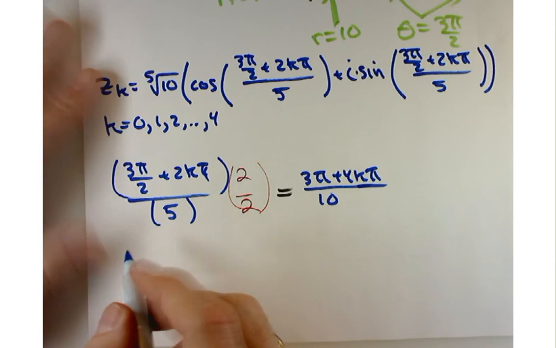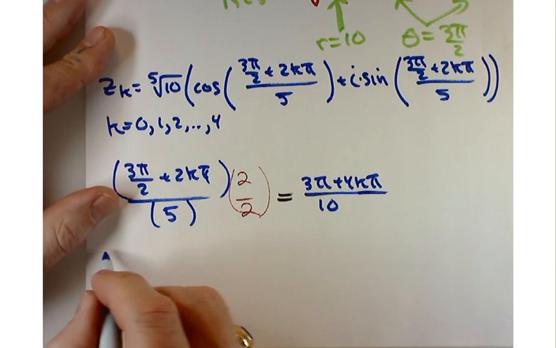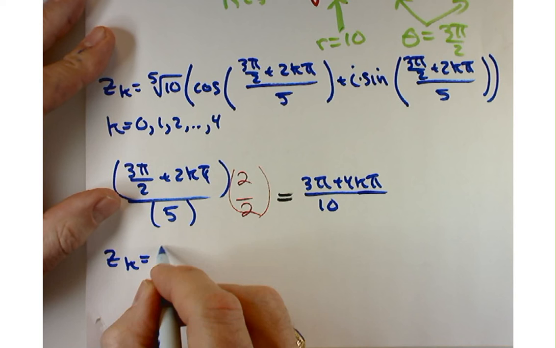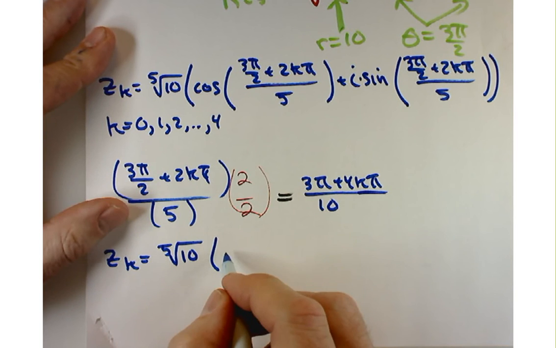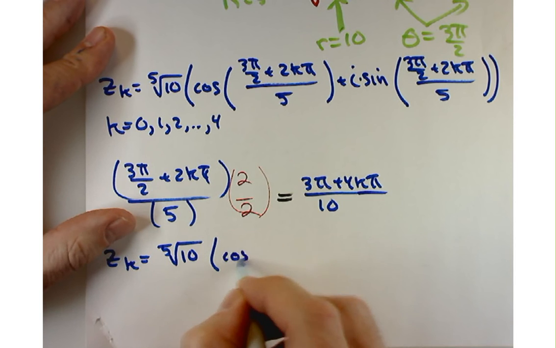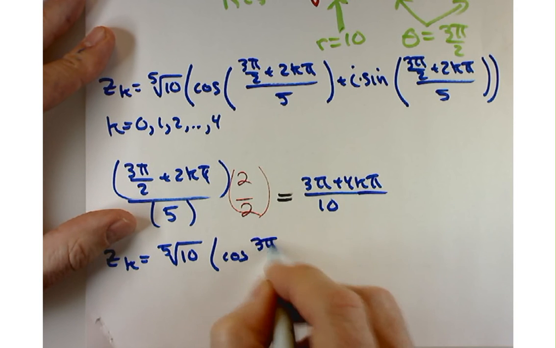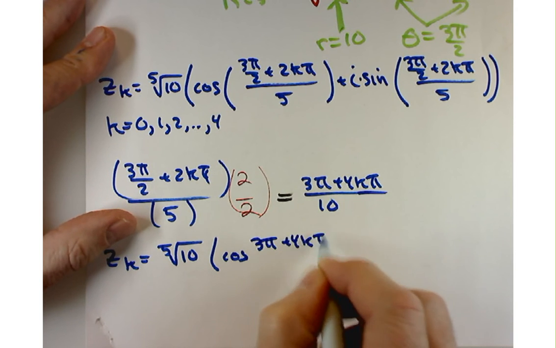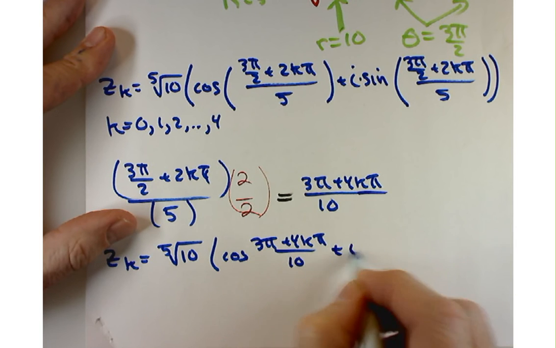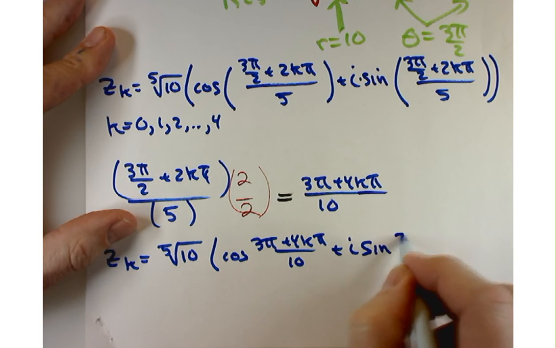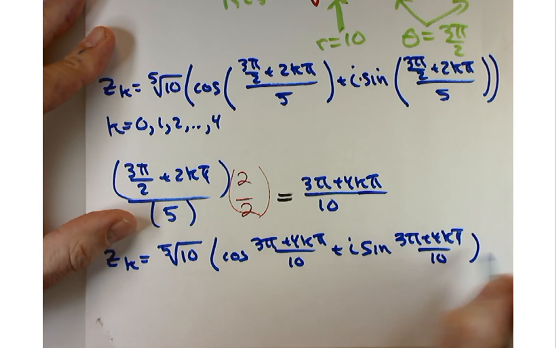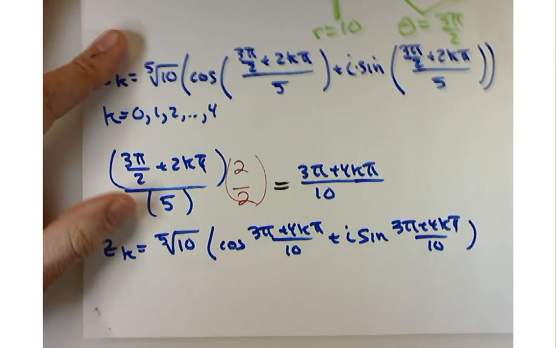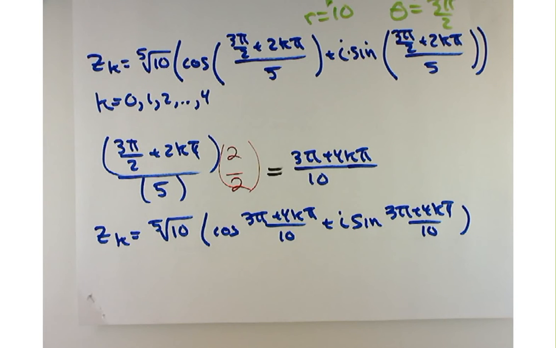So let me clean up my formula here. z sub k equals the 5th root of 10 times cosine of (3 pi plus 4k pi) over 10, plus i times the sine of (3 pi plus 4k pi) over 10. Whew, a lot of work to get there.